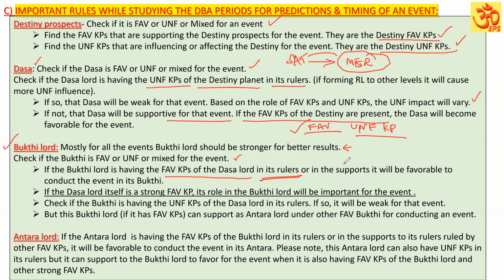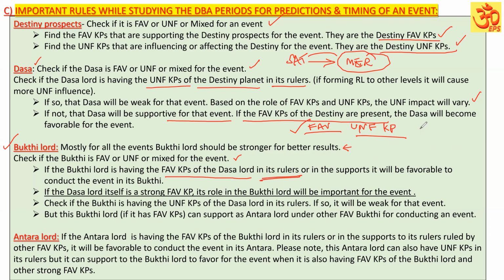So the role of the favorable key planet of the dasa lord, especially if it is a free planet, is limited, but its role in the supports will be strong. So in that case, if the Buddhi lord is having the other favorable key planets in its rulers and favorable key planets of the dasa lord in the supports.